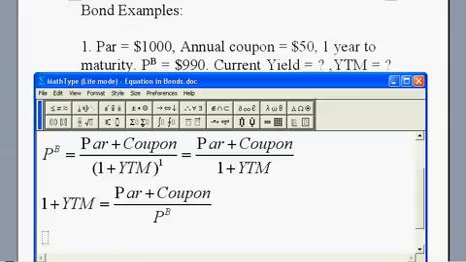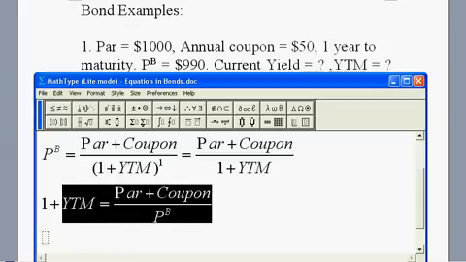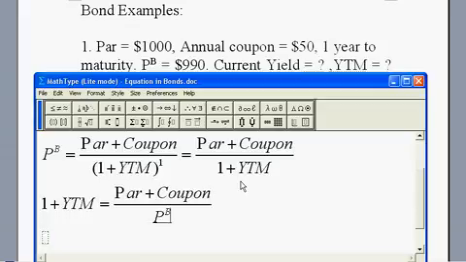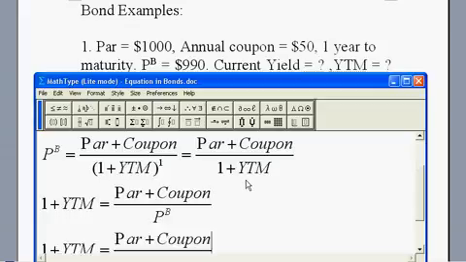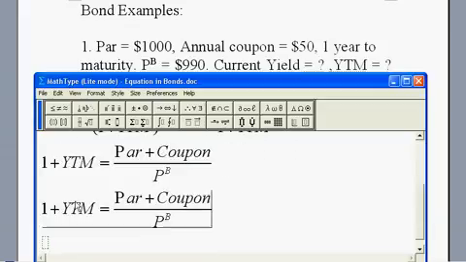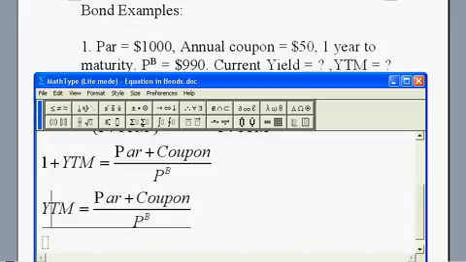Okay, still I have something, not just the yield to maturity alone, right? So what I need to do is subtract 1 on both sides of this equation. So the 1 is gone on the left-hand side and then minus 1 on the right-hand side as well. Okay, now I have exactly yield to maturity on the left-hand side that I can calculate to get the number for the yield to maturity.